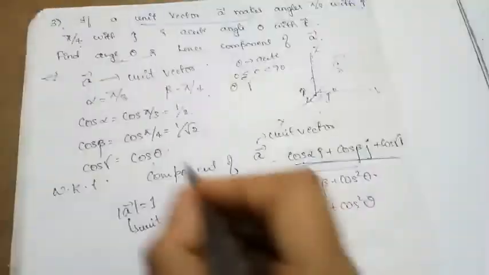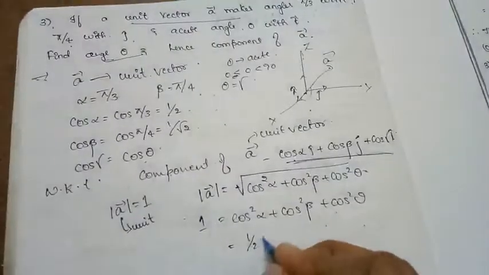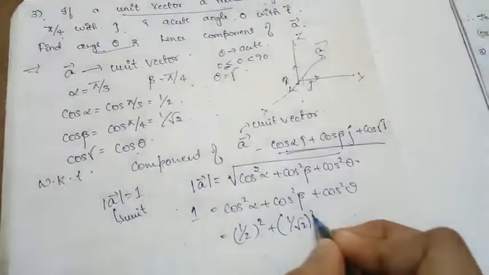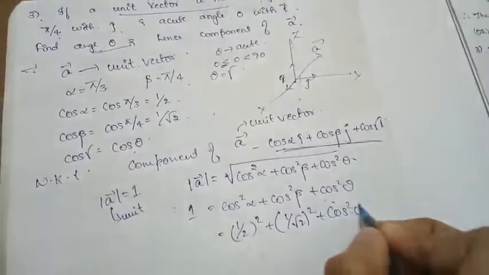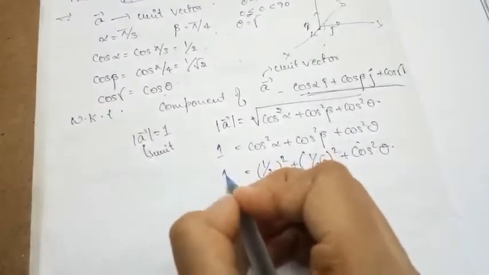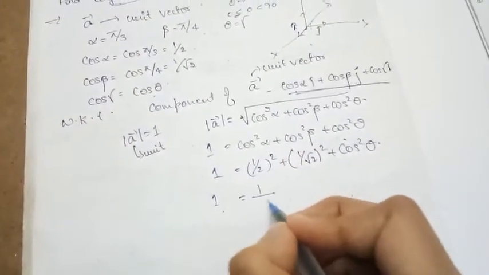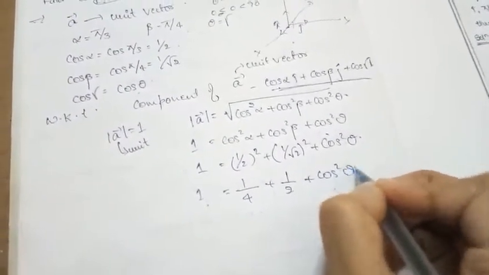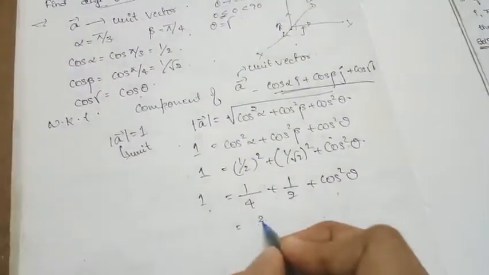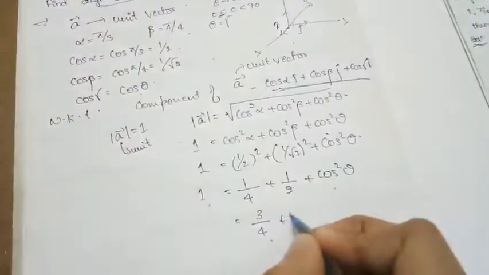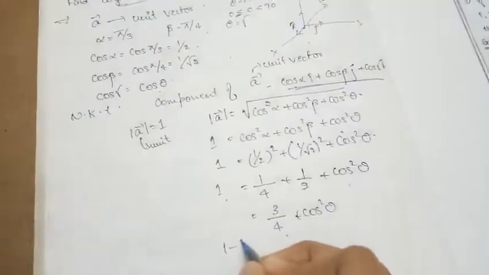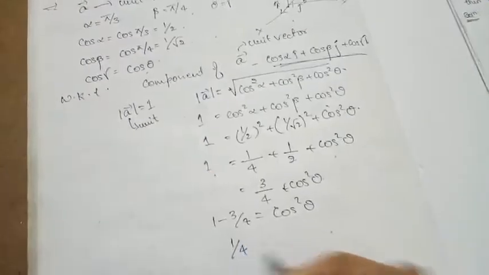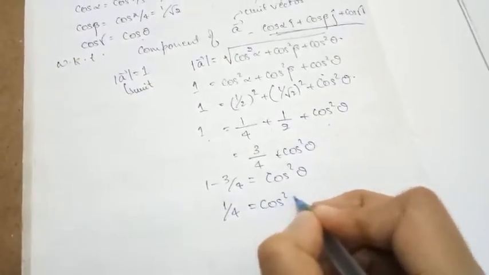So what is cos alpha? It is 1 by 2, so 1 by 2 square. What is cos beta? 1 by root 2, so 1 by root 2 square. And cos square theta. So here we have 1. 1 by 2 square is 1 by 4, and 1 by root 2 square is 1 by 2, plus cos square theta. 1 by 4 plus 1 by 2 is 3 by 4 plus cos square theta. So 1 minus 3 by 4 is equal to cos square theta, which is 1 by 4.